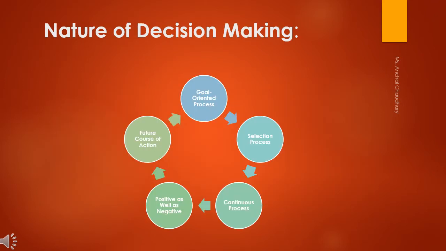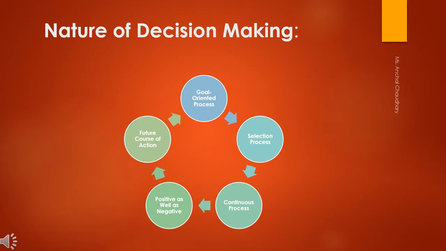Nature of decision making. What are the features of decision making? First is a goal oriented process. Decision making is a goal oriented process as it aims at achieving certain specific goals of the organization. Why do we need decision making? We need it to take decisions to achieve certain specific goals. The ultimate aim of each and every organization is to achieve their objectives, to achieve the goals of the organization. So it helps in achieving the goal of the organization. It is a goal oriented process.